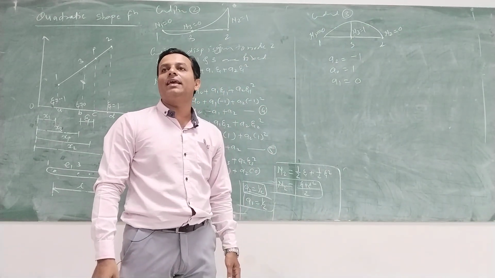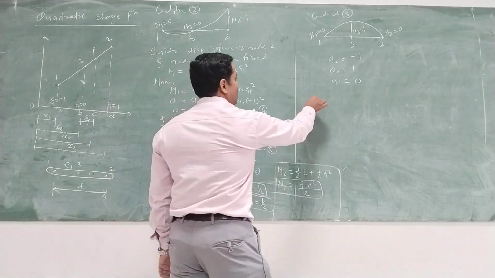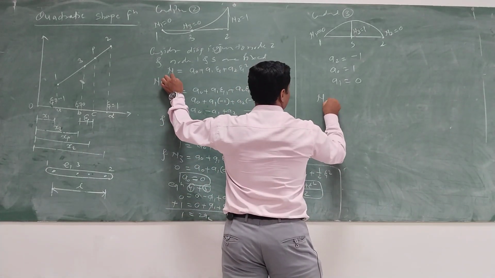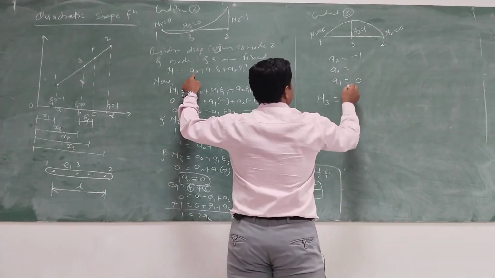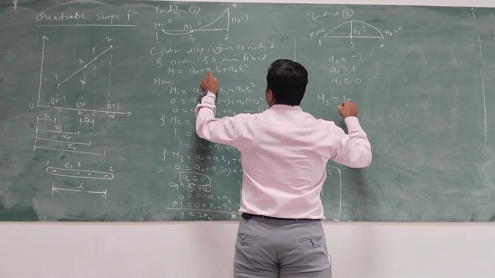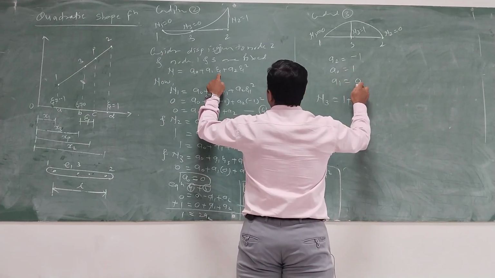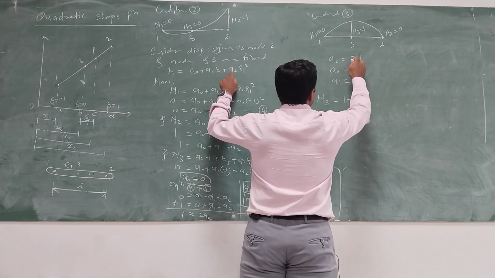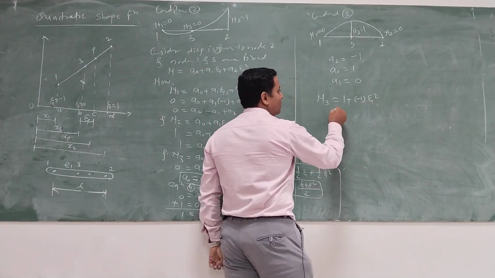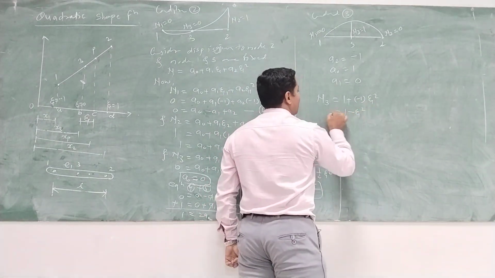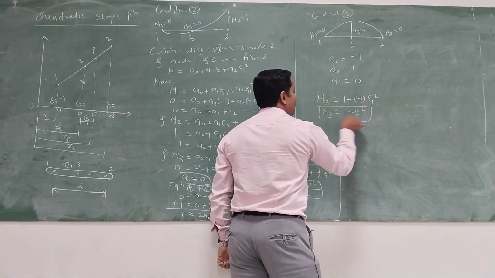And then the final equation, n. Here we have given the displacement to node 3, so n3 will be equal to a0 which is 1, plus a1 zeta, a1 is 0, plus a2 which is -1 times zeta square. So the equation will be 1 minus zeta square. So this will be your n3.